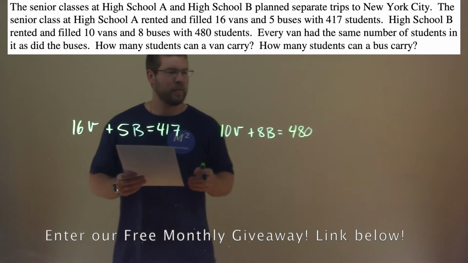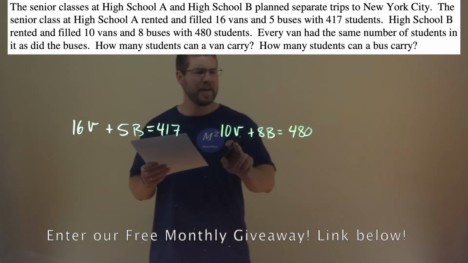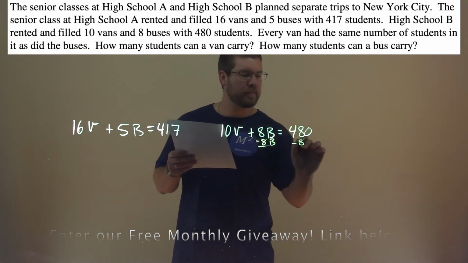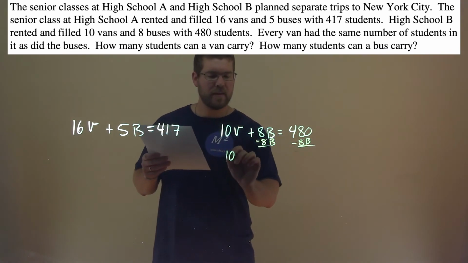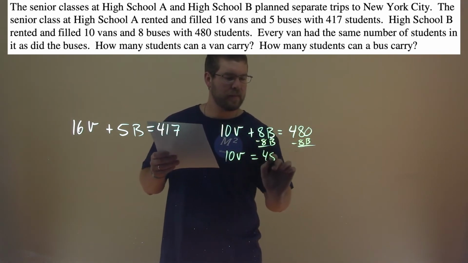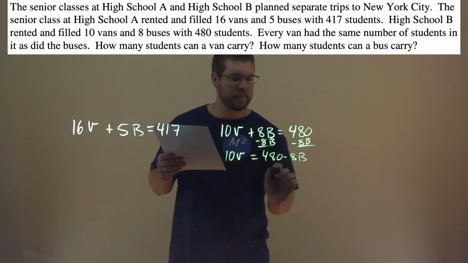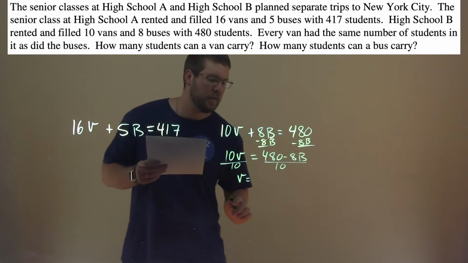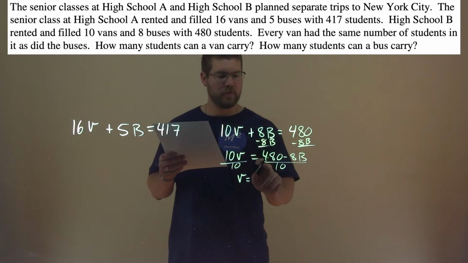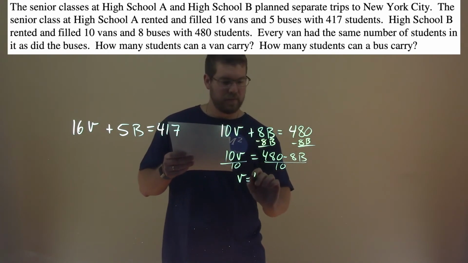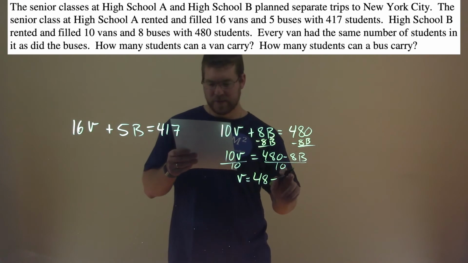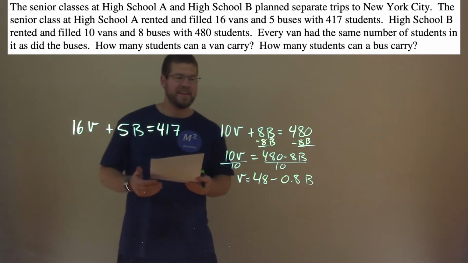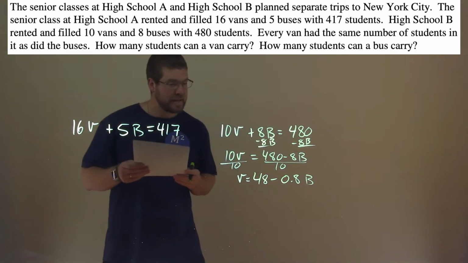So this one, the way I'm going to go about this is a little different. I'm going to try to get in this second equation V by itself. So if I subtract an 8B from both sides, I'm left with 10V equals 480 minus 8B. Divide both sides by 10, and V, the number of students in a van, is equal to 480 divided by 10, which is 48, minus 8 divided by 10, which is 0.8B. All right, so we have our variable V equals 48 minus 0.8B there.